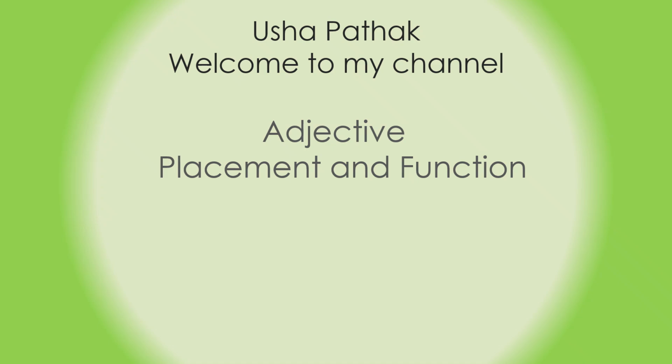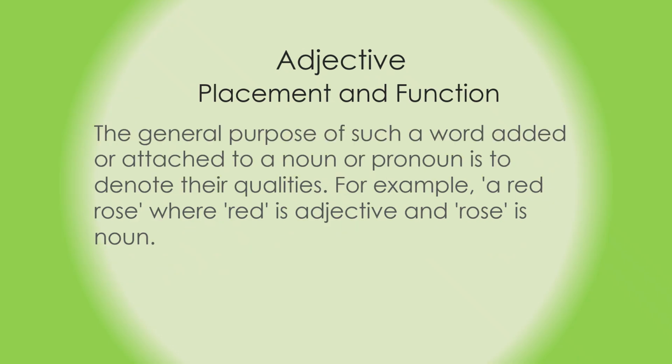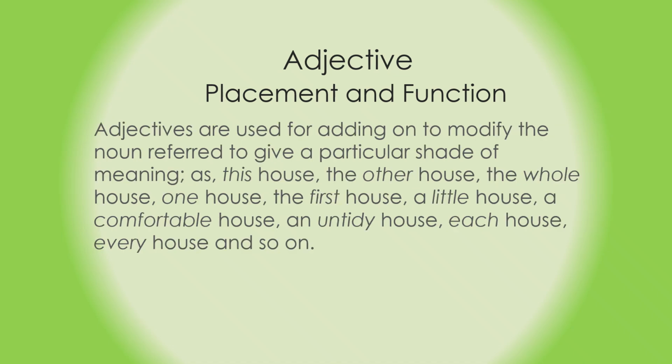Today I am teaching you about adjective, placement and function. Adjective is derived from the word adject, which is formed by prefixing ad, meaning towards, to ject, meaning through, meaning thereby a word that is thrown towards a noun or pronoun. The general purpose of such a word, added or attached to a noun or pronoun, is to denote their qualities. For example, a red rose, where red is adjective and rose is noun.